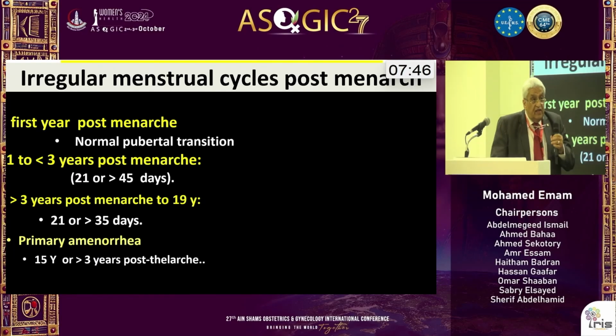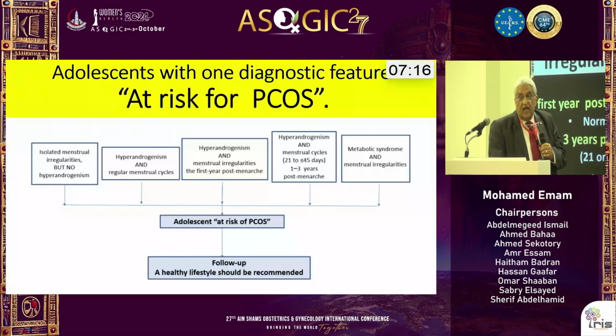You should know the age of the adolescent after menarche. If 3 years, they say it is a range from 21 to 35. Primary amenorrhea now can be diagnosed by the absence of menstruation at 15 years, or 3 years post-menarche or post-breast budding. So this is a new classification of irregular menstruation in adolescents, and you should know these items.